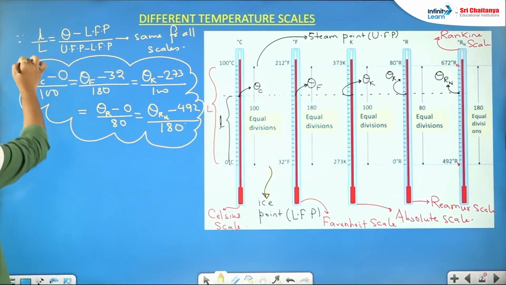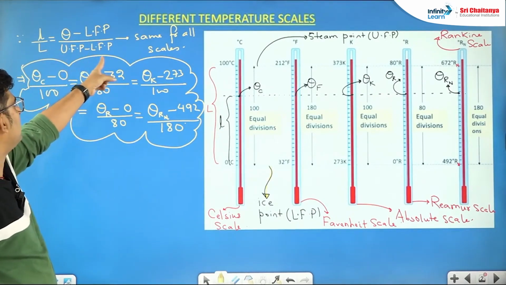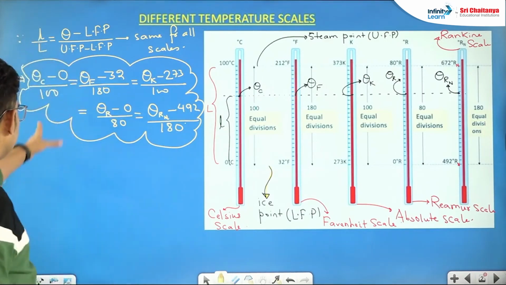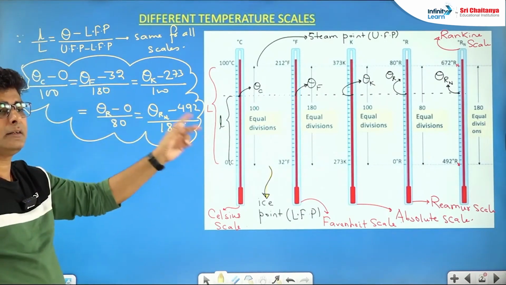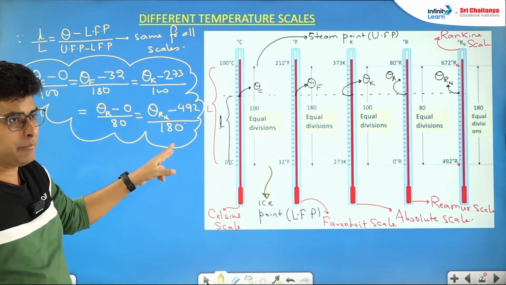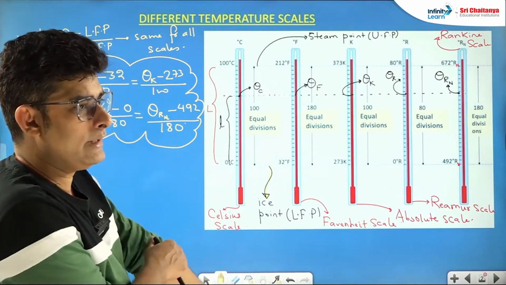Understood? No need of memorizing. Just remember that theta minus LFP by UFP minus LFP remains same for all thermometer scales. Is it clear? So whenever we are asked to relate any two different temperature scales, we can always do by this method. Is this clear to all of you? Please let me know first.